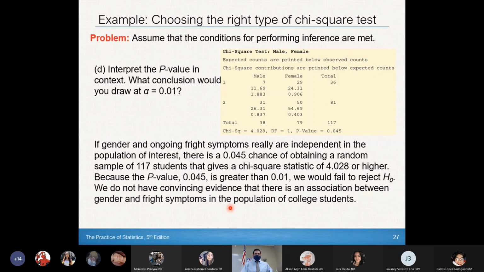The conclusion comes next. Because the p-value 0.045 is greater than 0.01, we fail to reject the null hypothesis. We do not have convincing evidence that there is an association between gender and fright symptoms in the population of college students. Are there any questions about this example? Is there anything I can clarify?